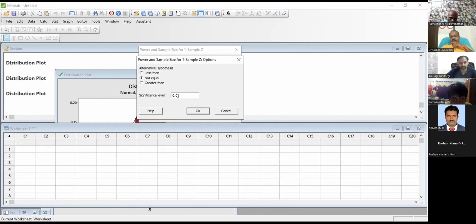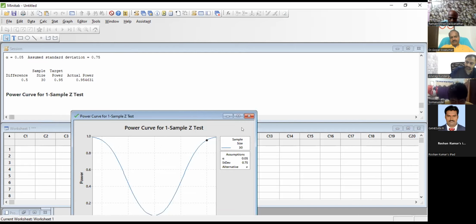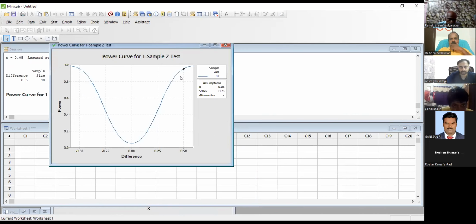Significance level. How much significance level do you want? Less than 0.05. When I say a significance level of 0.05, what is the confidence level? 95%. Confidence level 95%, power of test 95%, difference in the mean is 0.5, and standard deviation is 0.75. Now I give okay. Again I give okay. Now Minitab has developed a curve for me. Now what is the sample size it is suggesting? 30. Go for it.